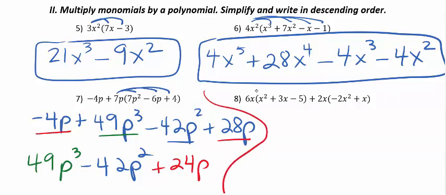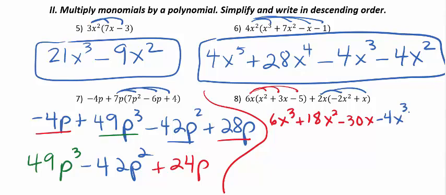We're going to multiply 6x times everything inside of the parentheses here. So 6x times x squared is 6x cubed. 6x times 3x is 18x squared. 6x times negative 5 is a negative 30x. Then we're going to multiply 2x by everything inside of these parentheses. 2 times negative 2 gives us a minus 4x cubed, and then plus 2x squared.